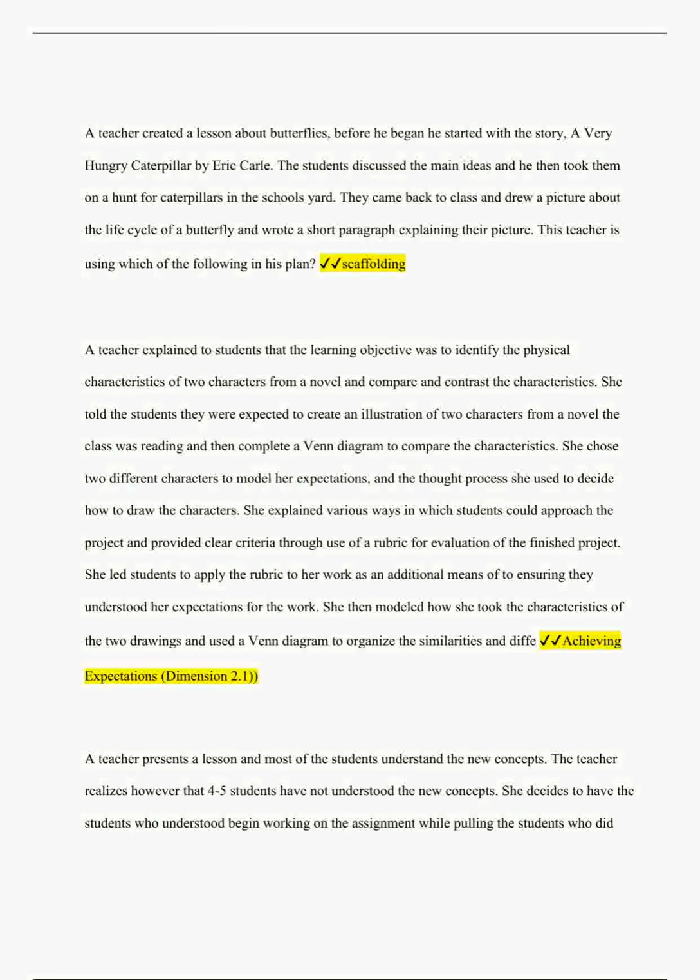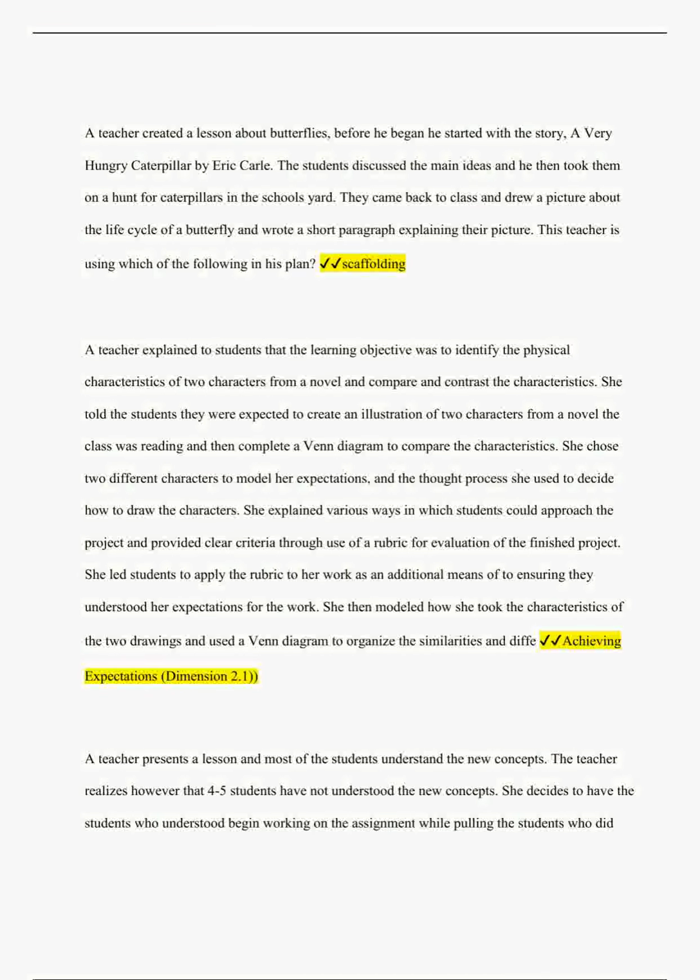She led students to apply the rubric to her work as an additional means of ensuring they understood her expectations for the work. She then modeled how she took the characteristics of the two drawings and used a Venn diagram to organize the similarities and differences. Achieving expectations, dimension 2.1.